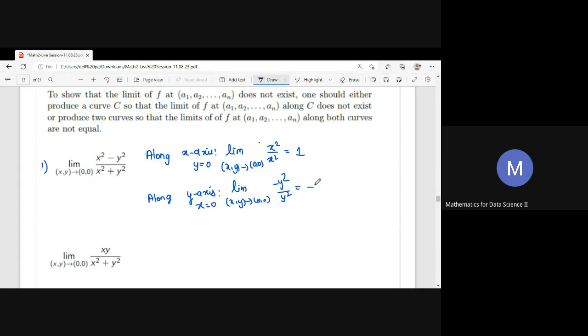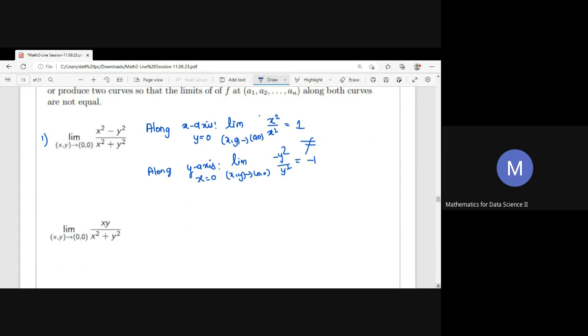So you see both the limits exist, but they are not equal. So now, does this limit exist? No, this does not exist. Okay, fine. Let us do the next question.